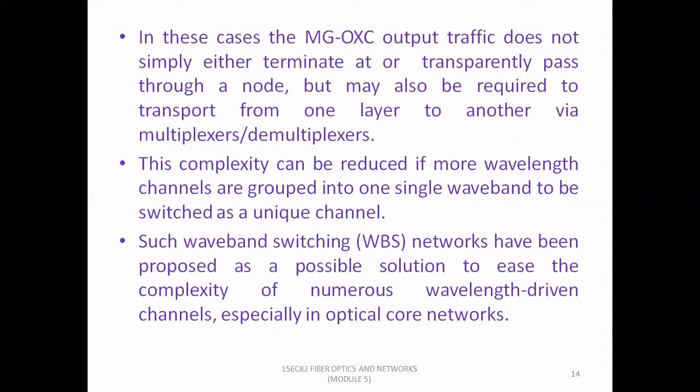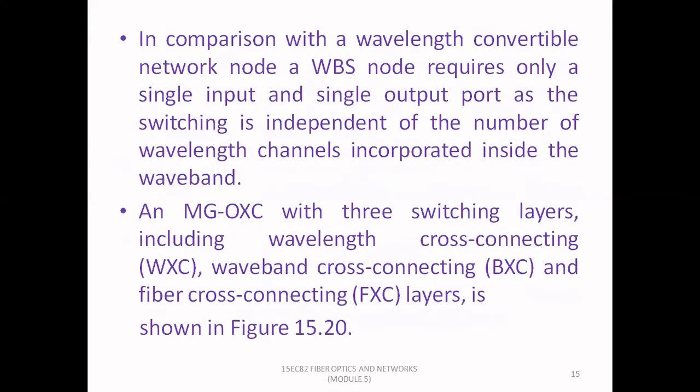This complexity can be reduced if more wavelength channels are grouped into one single waveband to be switched as a unique channel. Such waveband switching networks have been proposed as a possible solution to ease the complexity of numerous wavelength-driven channels, especially in optical core networks. In comparison with a wavelength convertible network node, a WBS node requires only a single input and single output port, as the switching is independent of the number of wavelength channels incorporated inside the waveband.